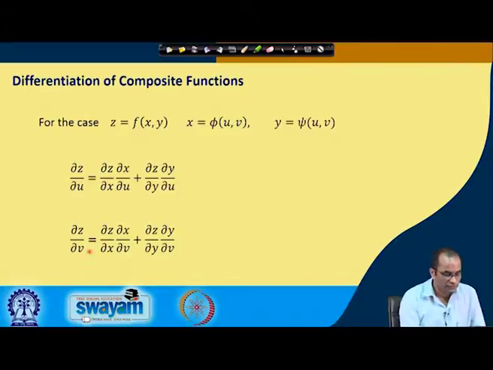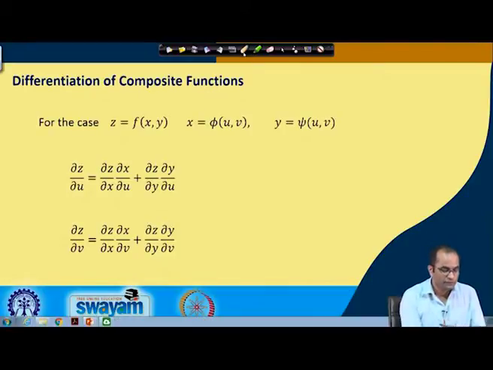Similarly, for del z over del v, the formula is similar, but instead of u it will be replaced by v. What is important is that if we are differentiating with respect to u, then this u will appear in both places, and if we are differentiating with respect to v, then this v will appear at these places, when we are taking the partial derivative of x with respect to u and here with respect to v.